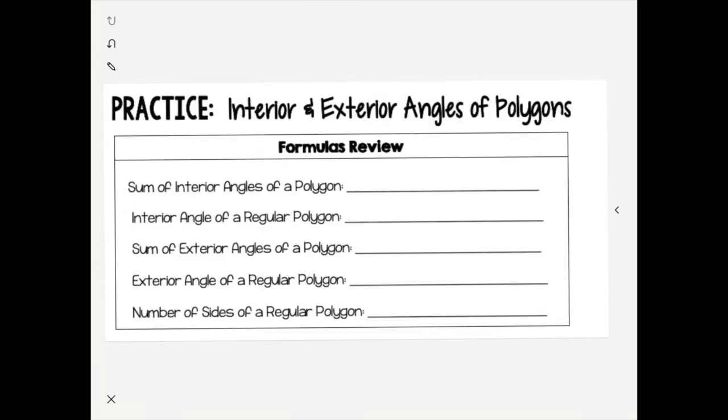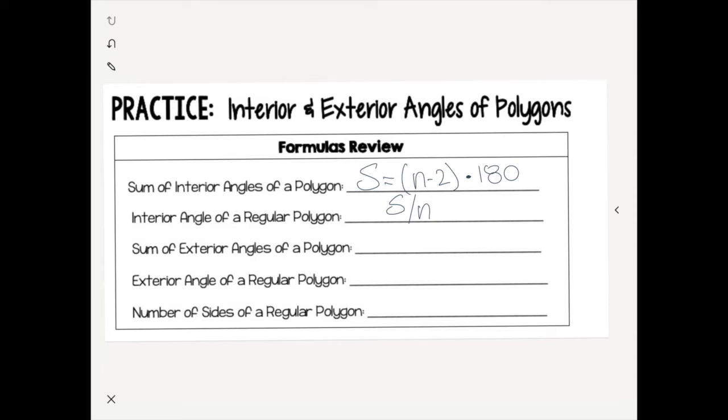Now here I'm going to write the different formulas that you are going to be using to solve these problems. This is, again, also in your homework. You can take notes on your own paper or reference the homework. So the sum of the interior angles of a polygon, as we said before, S is equal to (n minus 2) times 180, where n is the number of sides. The interior angle of a regular polygon is S over n, where S is the sum of the interior angles and n is the number of sides.